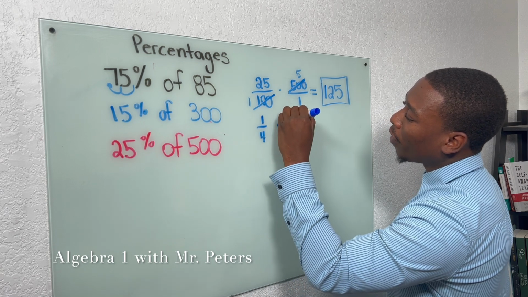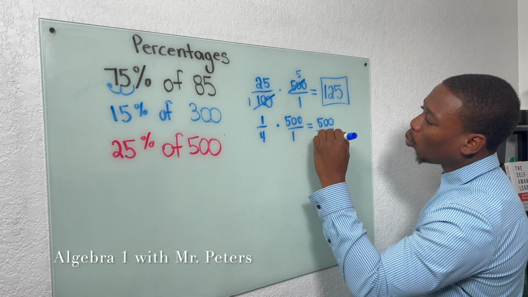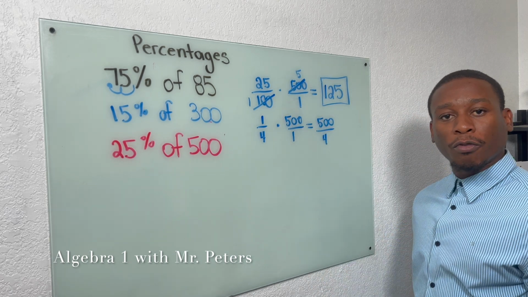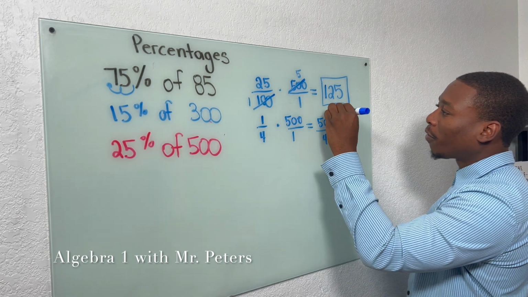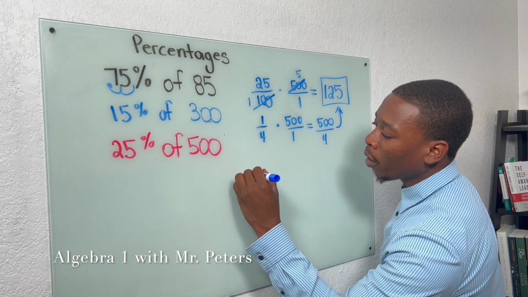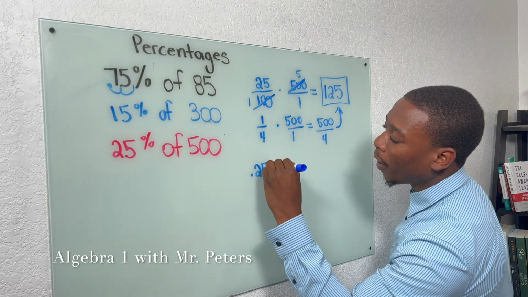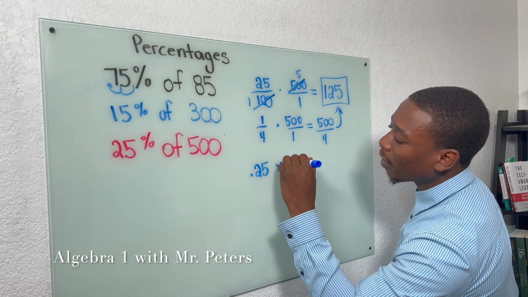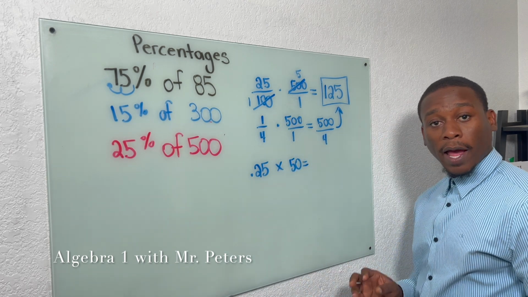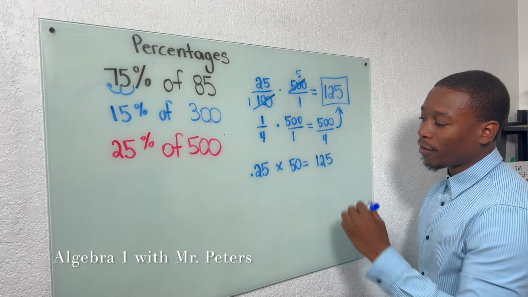Now, if I went to the decimal version, or if I reduce this fraction, we would have 1/4 times 500 over 1. And once we do, we'll get our fraction of 500 over 4. And it's going to simplify to 125. Now, if we did the decimal version, 0.25, it's going to be the same exact thing, guys, but we do not have to divide. We go straight to the answer of 125.